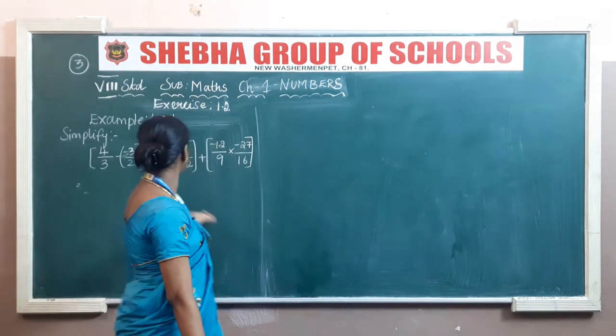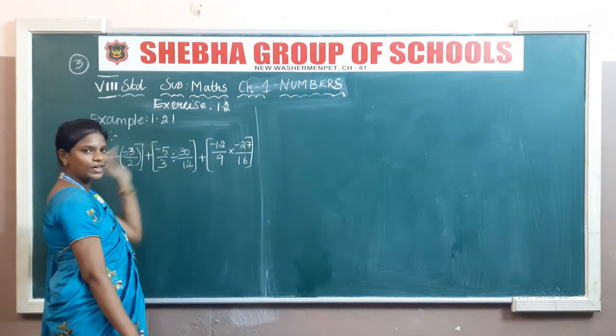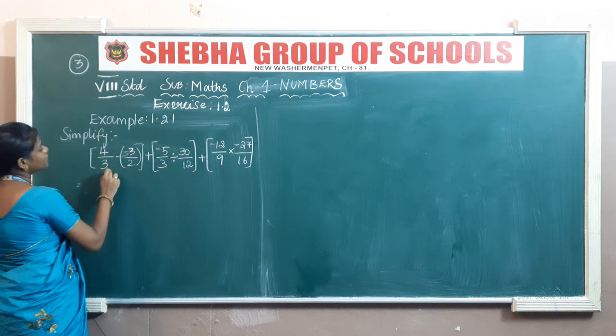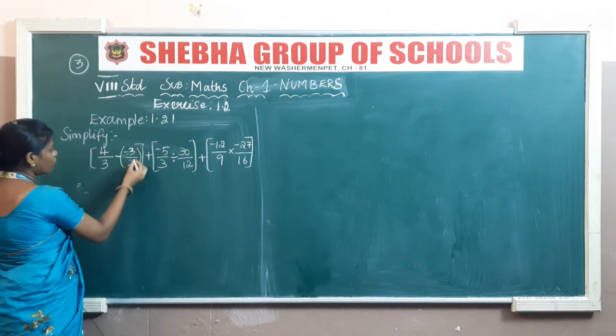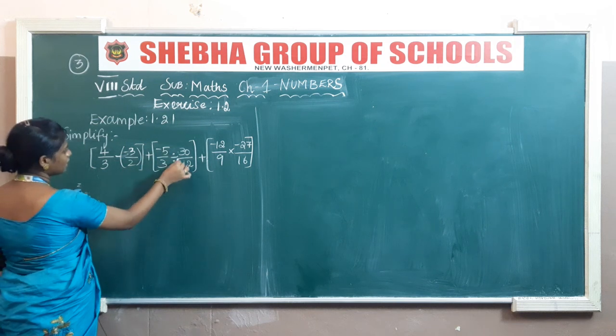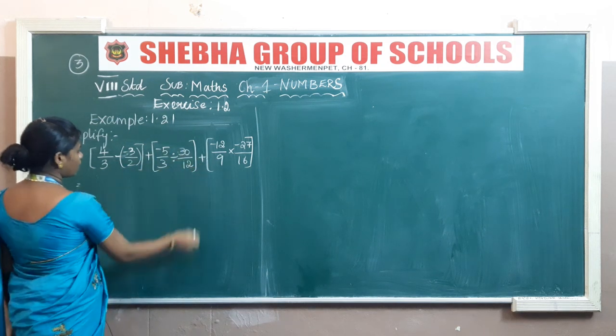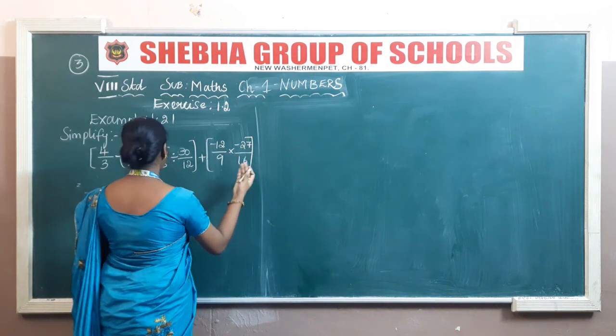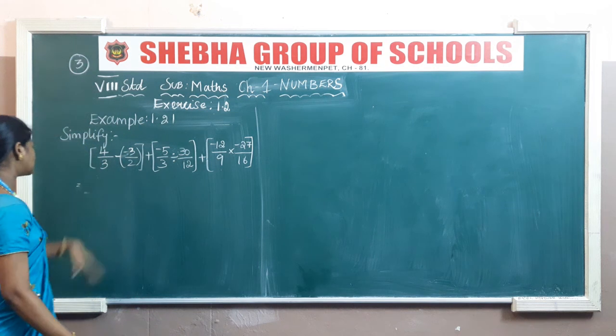Next we have to move to example 1.21, simplify. Okay. So the question is 4 by 3 minus of minus 3 by 2 plus minus 5 by 3 divided by 30 by 12 plus minus 12 by 9 into minus 27 by 16. This is the question to simplify.